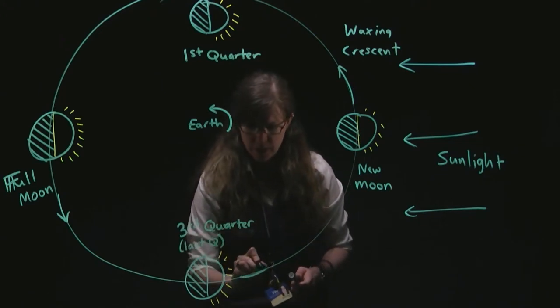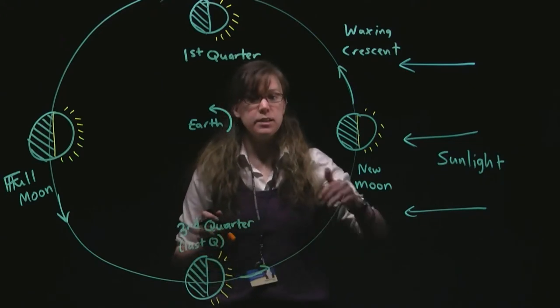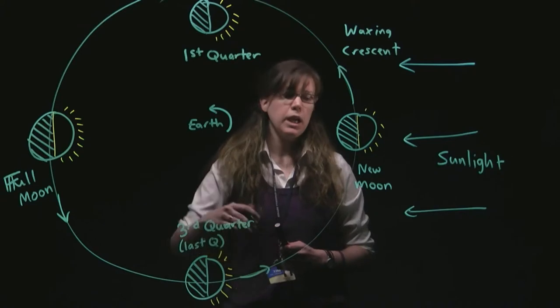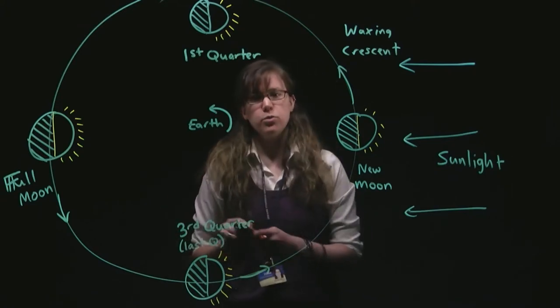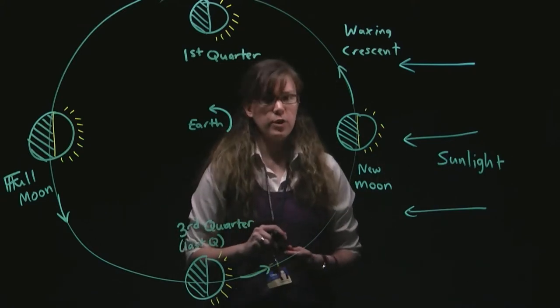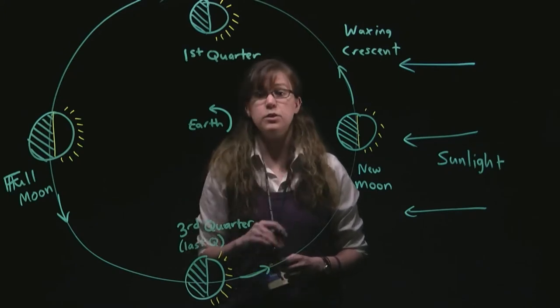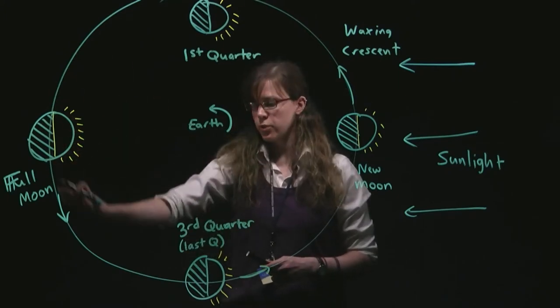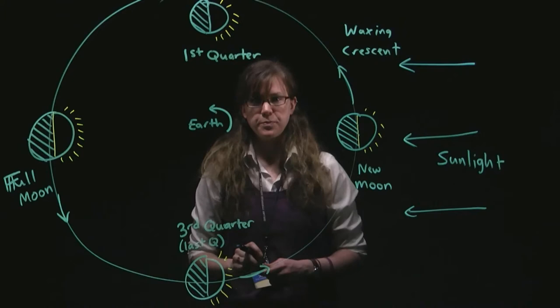And again, it's moving in its orbit from one day to the next in this direction. And then we eventually get to new moon, which is the fourth and final quarter, or the zeroth quarter. So first quarter, full moon, third quarter, new moon.